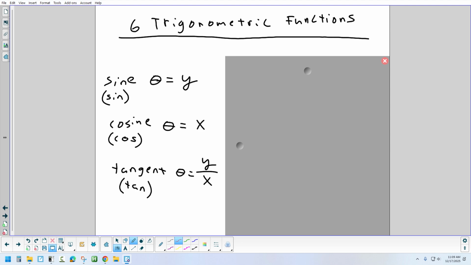Okay, cosine. If I ask you for the cosine of an angle, the first step is to find the coordinate that connects to that angle, and then tell me the x value of the coordinate.